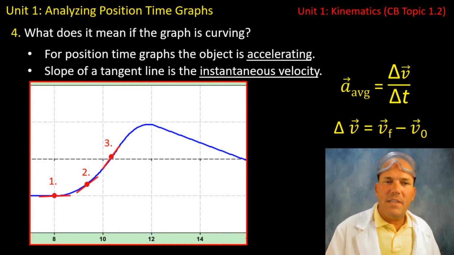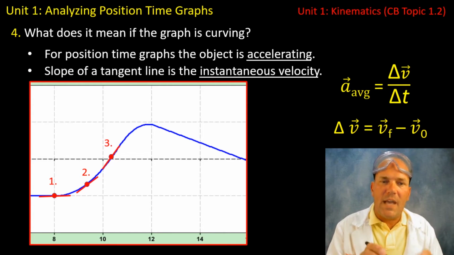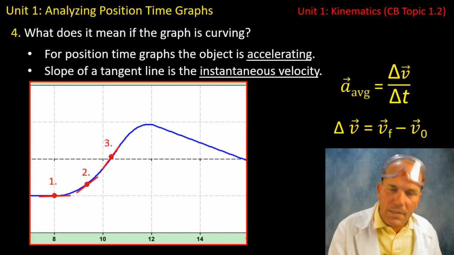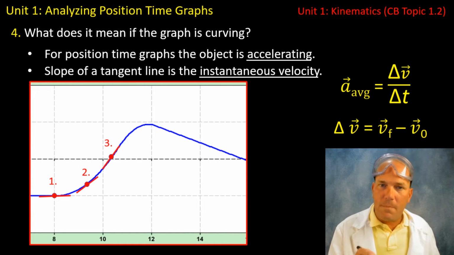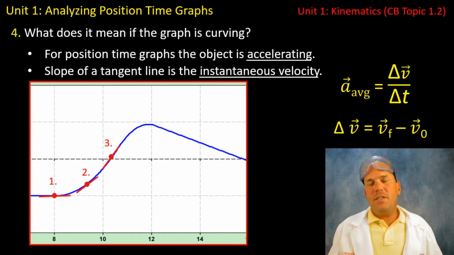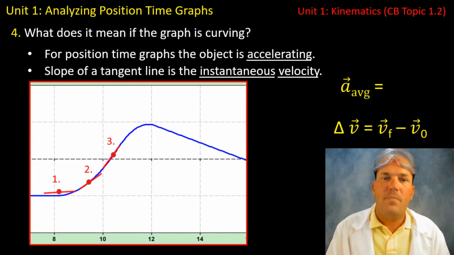And it should make sense that because I'm looking at a specific point on this graph at a specific time and analyzing that tangent line to that point on the curve, that we are looking at instantaneous velocities at these 3 times.